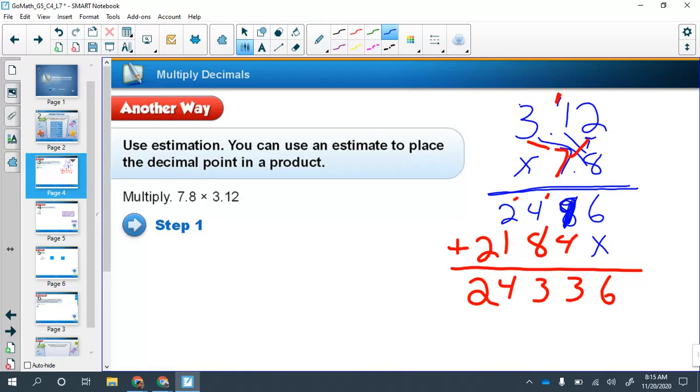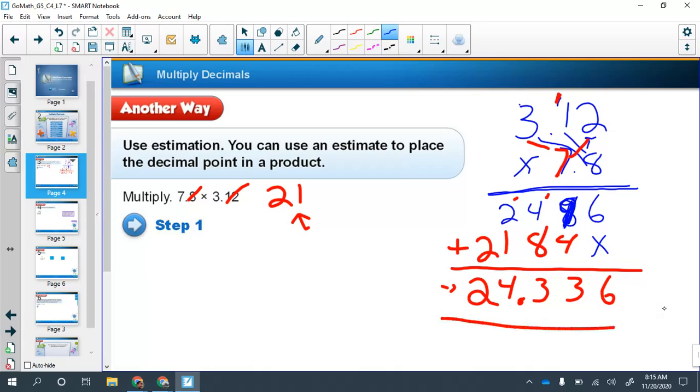So now we have to look at this number and see if we can figure out where we should put our decimal. Well, if I come back over here and I look at my original problem, I have 7 and 8/10 times 3. I'm just going to do a basic front end estimation. I'm going to cross off these decimals and just multiply the whole numbers. Well, 7 times 3 is 21. So if I place my decimal here between the 4 and the 3, then that makes this number as close to this number as we can get it.